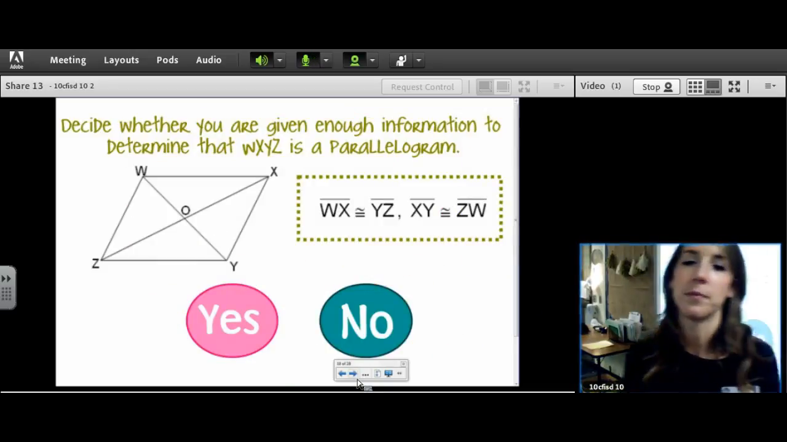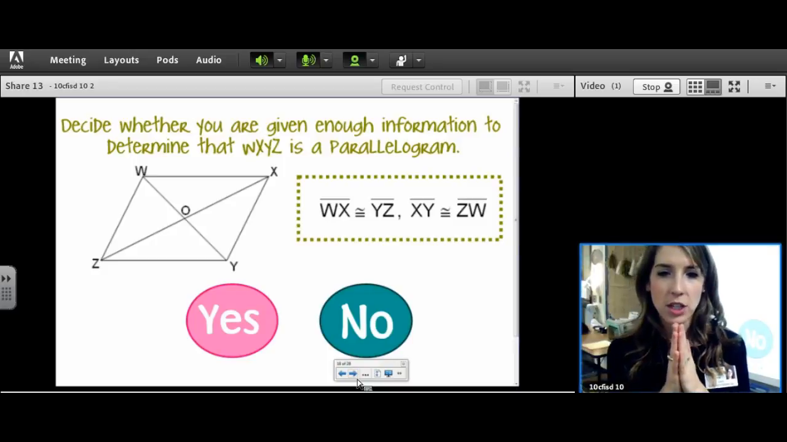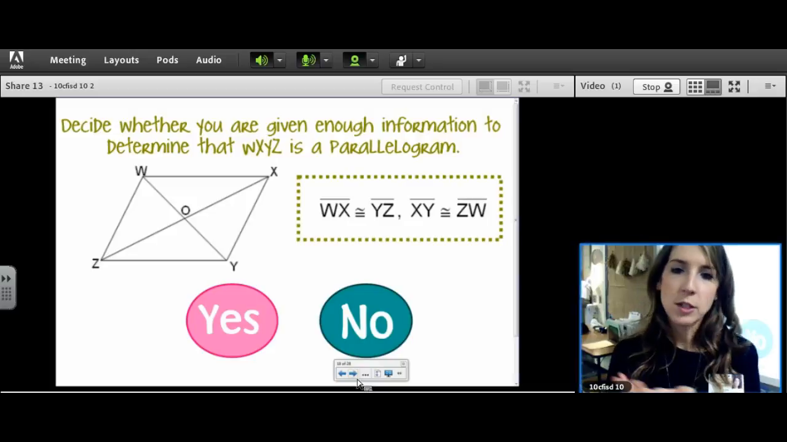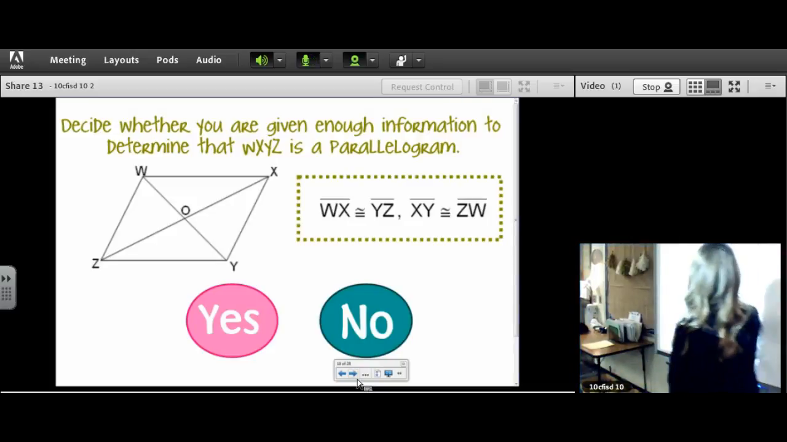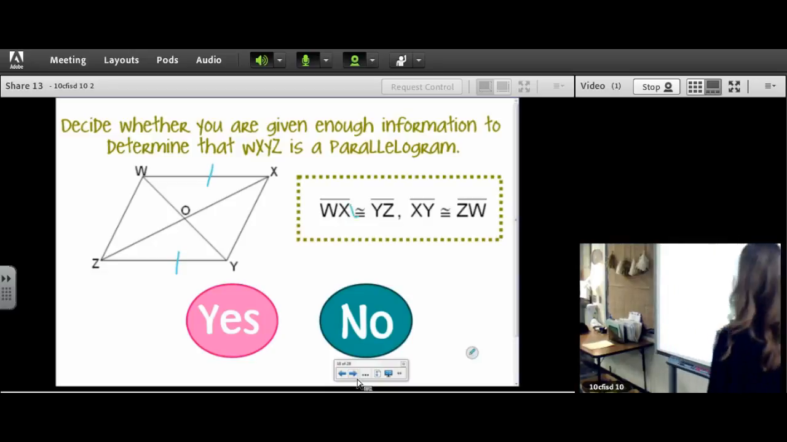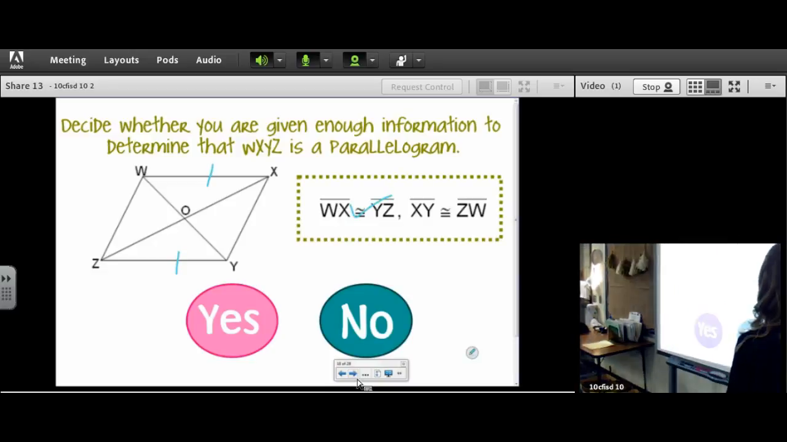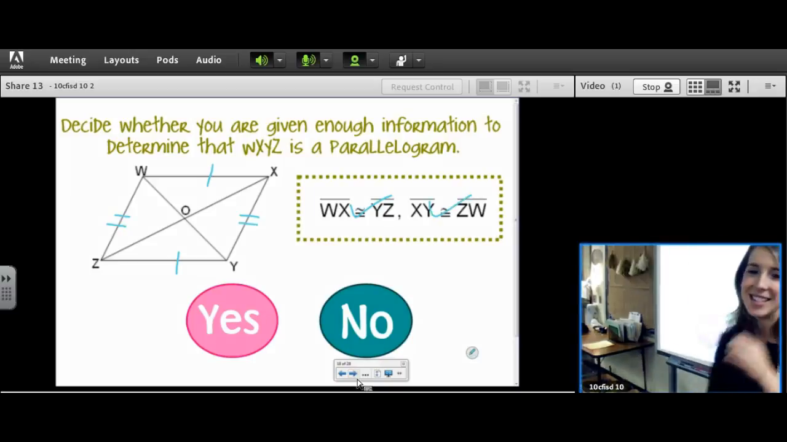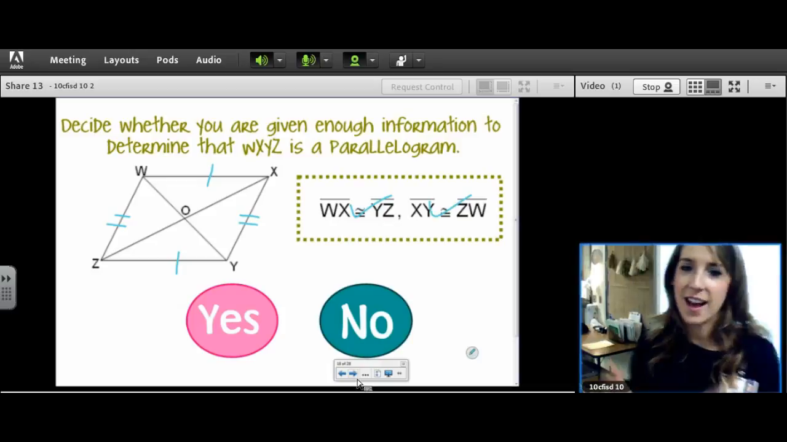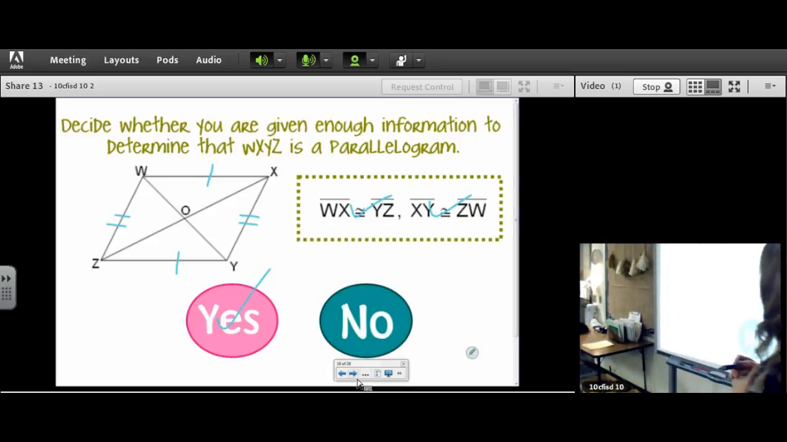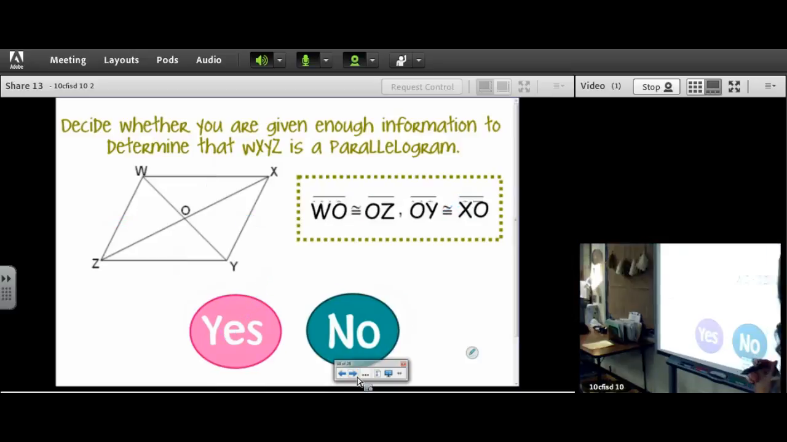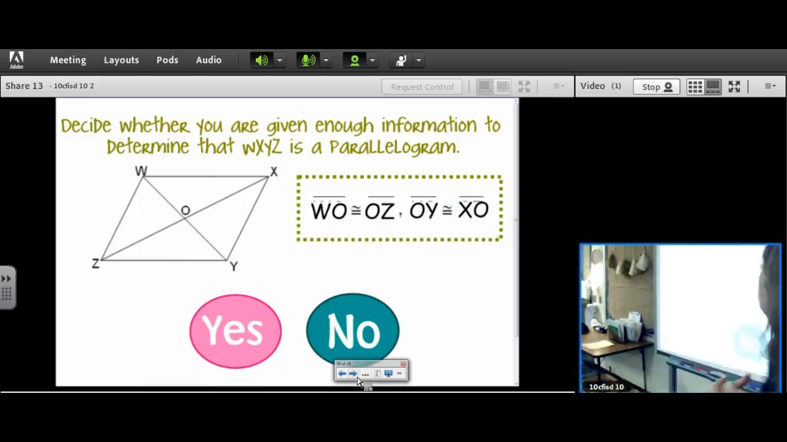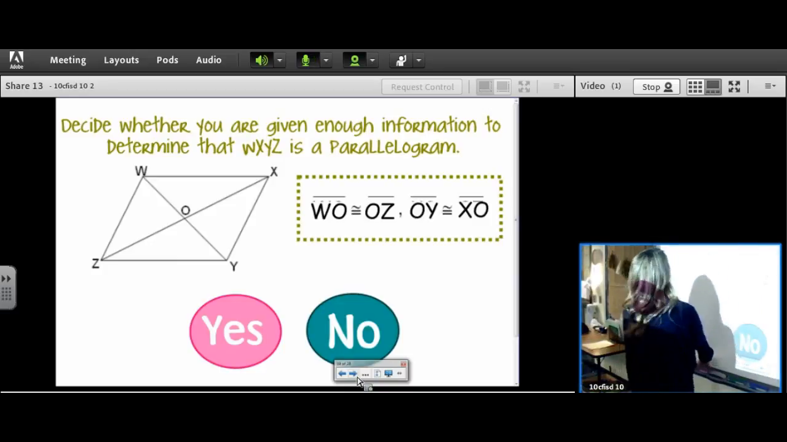Let's keep going. Is it enough information to prove parallelogram? Yes or no? So first we would mark our picture. Well, now that you mark the picture, it's easy to see. Ta-da! Yes. Opposite sides are congruent. Try that one. Okay, let's mark what evidence the jury gave us, or the lawyers.